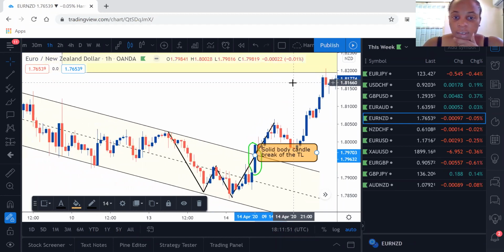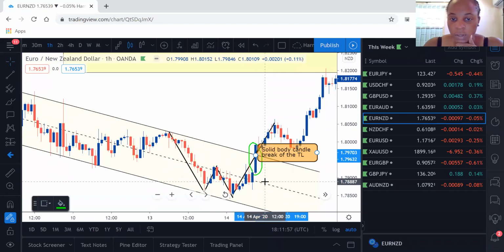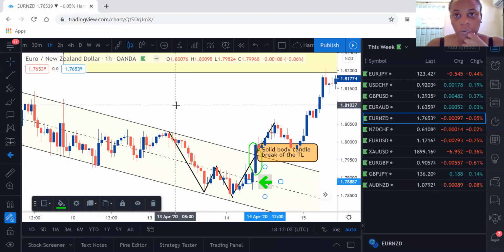Okay, so this is a clear example of me showing you a W pattern. We would have probably gone in entry-wise around here, and then continue to hold the trade until you reach your next resistance zone.